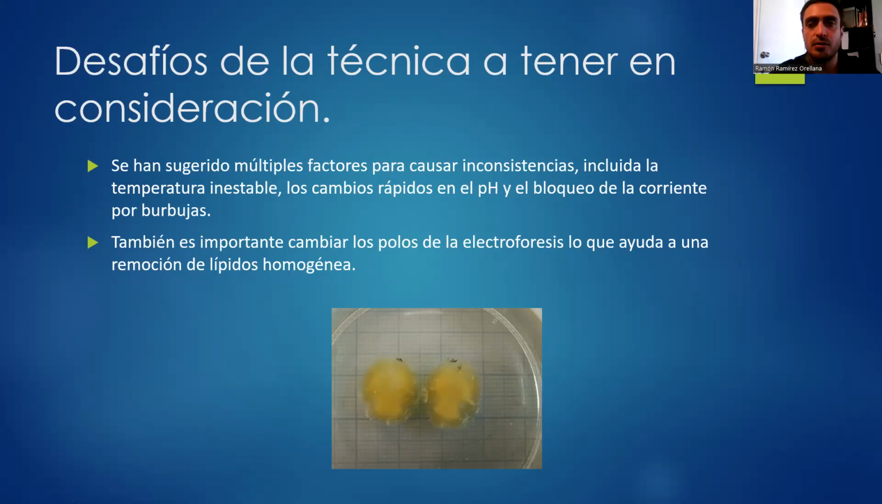También es importante que cuando uno haga esta técnica, para lograr que sea homogénea la extracción de los lípidos, siempre ir cambiando la polaridad cada 3 horas, cambiando la polaridad de la electroforesis. O si no, la muestra se puede desarmar un poco con este tipo de técnica. ¿Ya? Y normalmente cuando hay cambios de pH, me ha sucedido que la muestra queda amarilla y no se logra transparentar de ninguna forma.